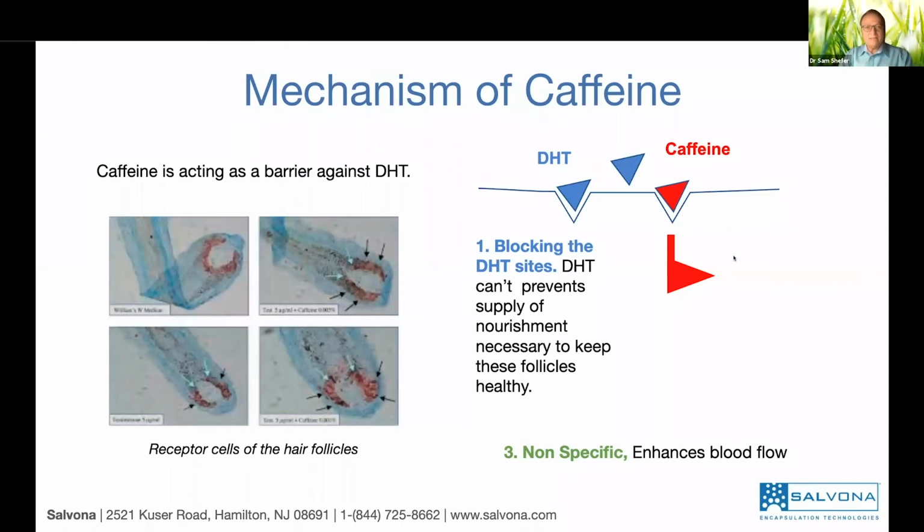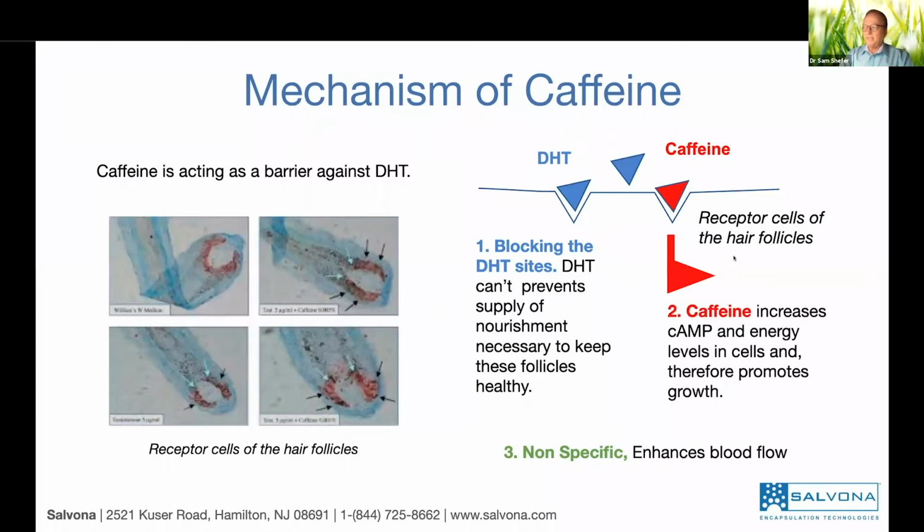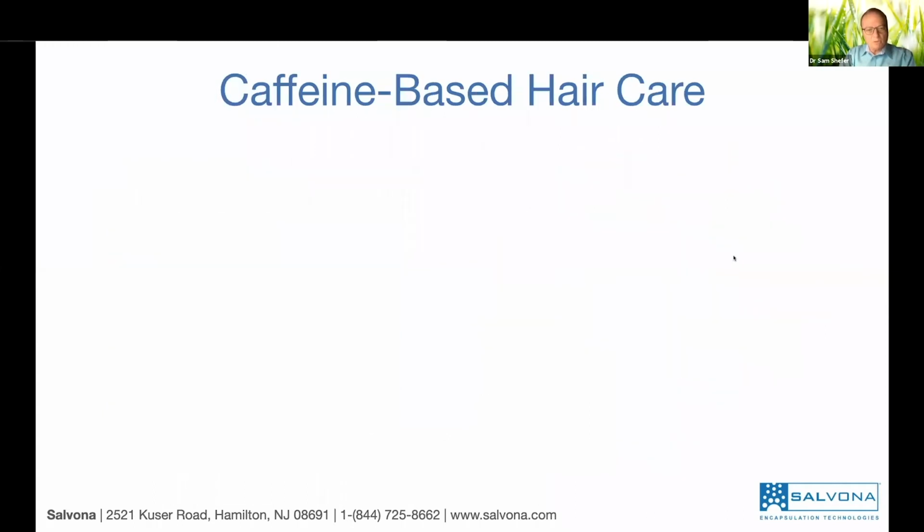So one mechanism of caffeine is blocking. It's a competitive ingredient to the same site, okay? Competitive. On the other hand, caffeine has another way to affect the situation: caffeine can bind in and then generate energy, activate the ATP cycle and generate more energy. Generating energy can help grow the hair. So this is mechanism number 2.